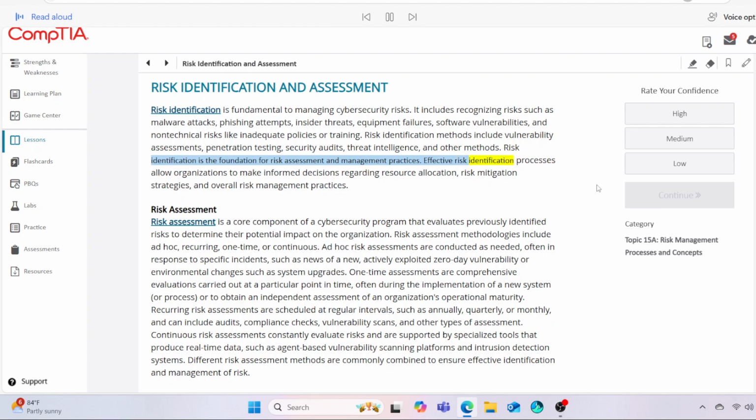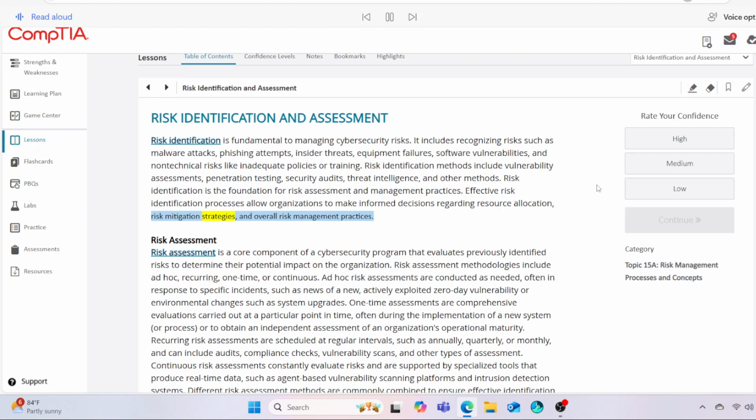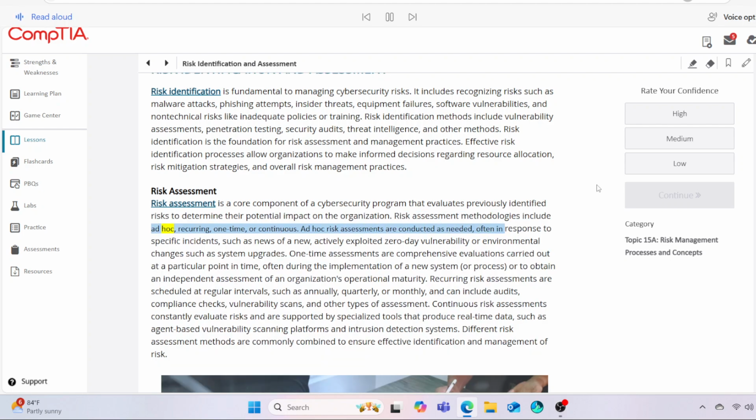Effective risk identification processes allow organizations to make informed decisions regarding resource allocation, risk mitigation strategies, and overall risk management practices. Risk assessment. Risk assessment is a core component of a cybersecurity program that evaluates previously identified risks to determine their potential impact on the organization. Risk assessment methodologies include ad hoc, recurring, one-time, or continuous.